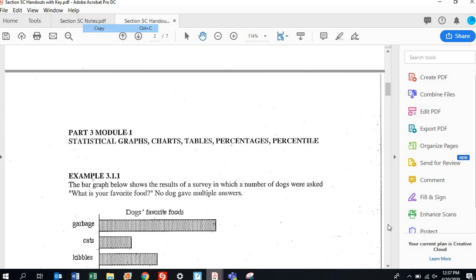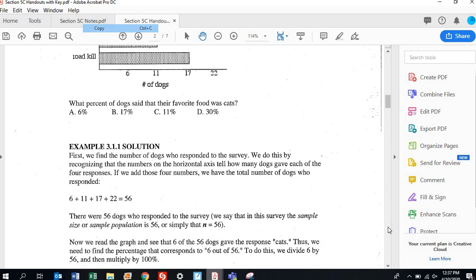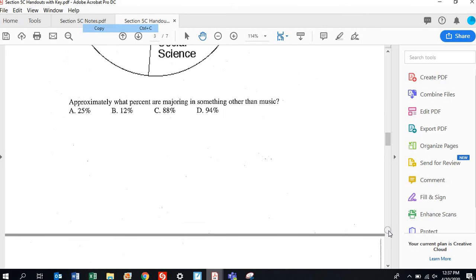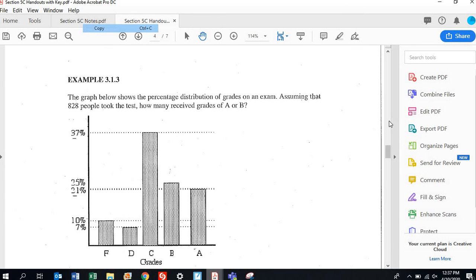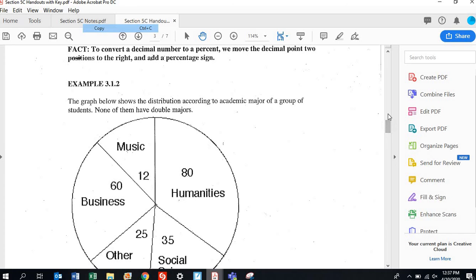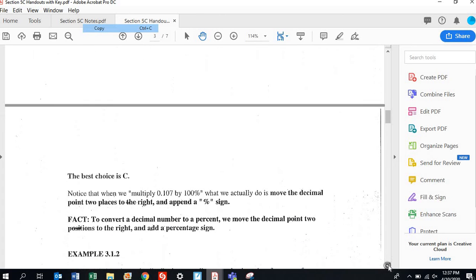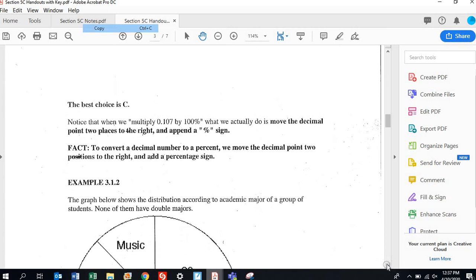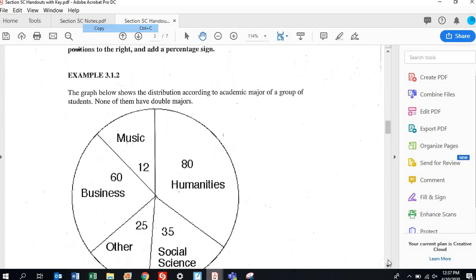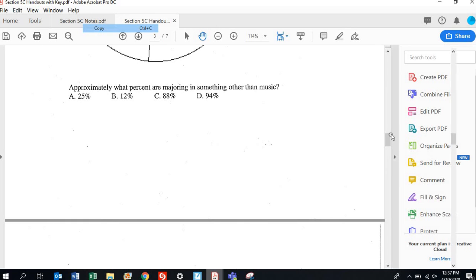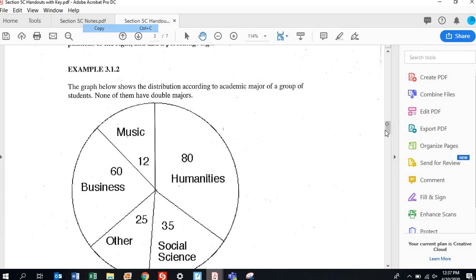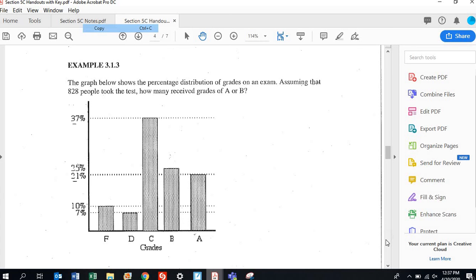The rest of these problems are giving you charts. Here's a bar chart. There's the answer. Here's a pie chart. There's the answer. Okay, for this example 3, 1, 2, these are actual numbers. So to find percentages, you have to add them all together to get the total, to get the percentage, the relative frequency. Here, these are given as percentages.